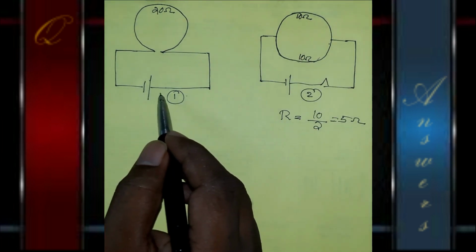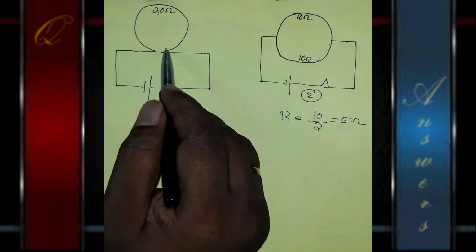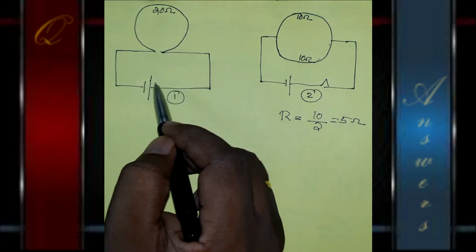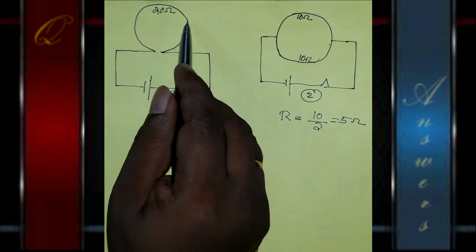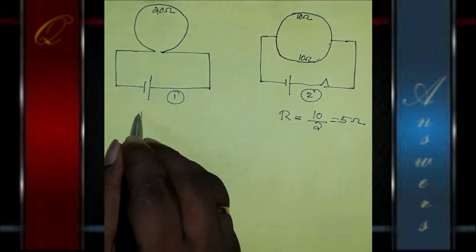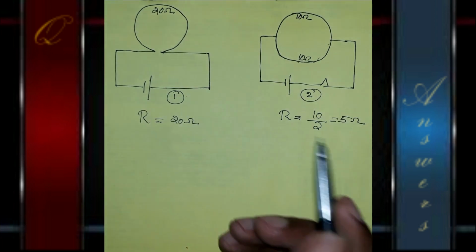Now consider the first case. Here when the main current reaches here, is there any split up of current? No. The entire current will be passing through the 20 ohm resistance. So what is the effective resistance here? R is equal to 20 ohm itself.